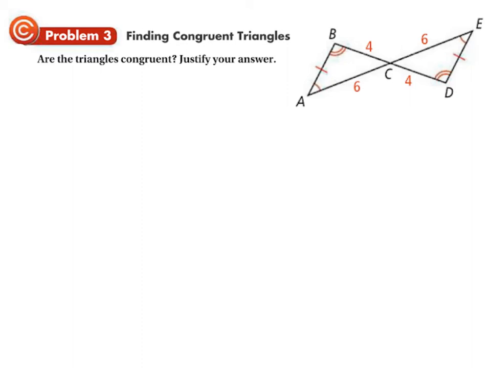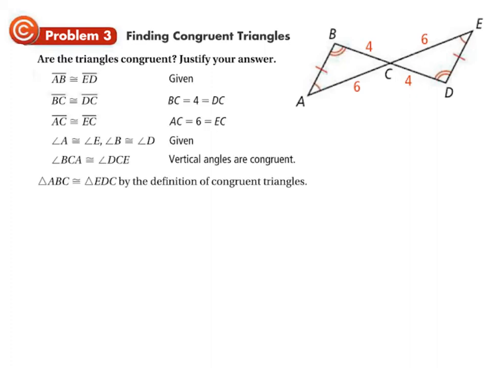Okay, so they're saying, are the triangles congruent? Well, what do we need to know? We need to know that every part is congruent to another part on the other triangle. And so what do we know? Well, what we know, based on what was given, is that side AB is congruent to side ED right here because of the angle marks, okay? We also know that BC is congruent to DC because they're both marked as 4. Yep, and we know that AC is congruent to EC because they're both marked as 6.